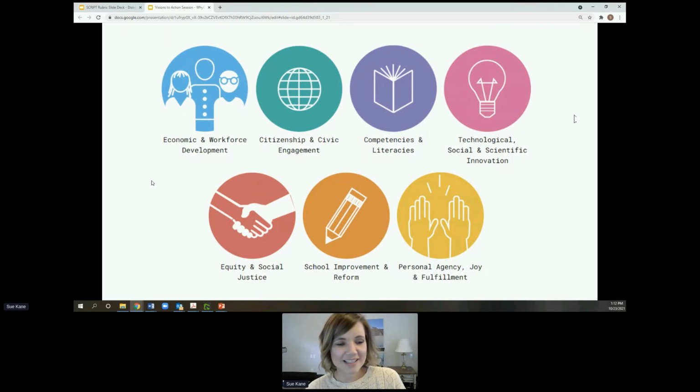Some of us think that this is about competencies and making sure that students are capable and have specific literacies. Some of us are around technological, social, and scientific innovation. And that's the reason we should teach CS, because we'll get more innovation out of this next generation of learners.